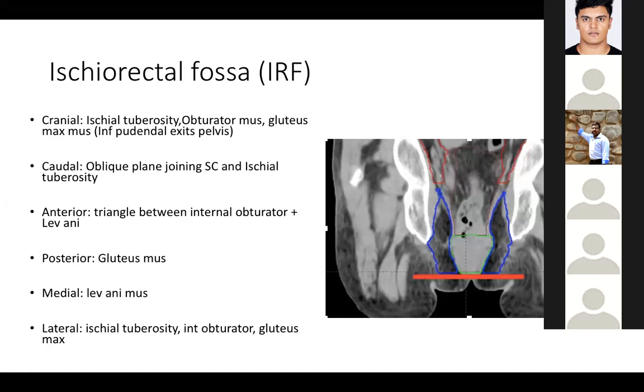The ischiorectal fossa per se is not a target in rectal cancer, but it becomes important if the tumor has invaded beyond the levator ani or gone into the sphincter complex. In those cases, we need to include the ischiorectal fossa. Primarily, like we said, any fat seen beyond or lateral to the levator ani, this diaphragm thing we were talking about, is basically the ischiorectal fossa.